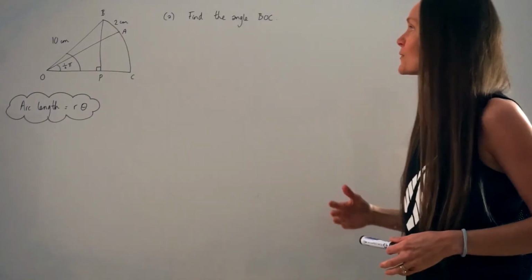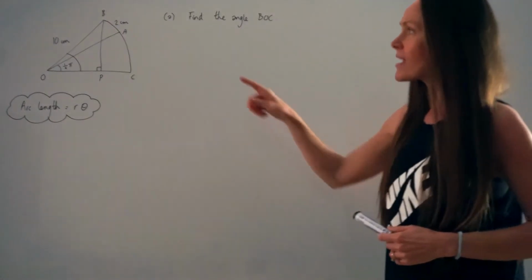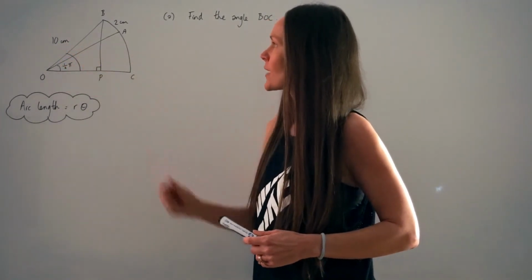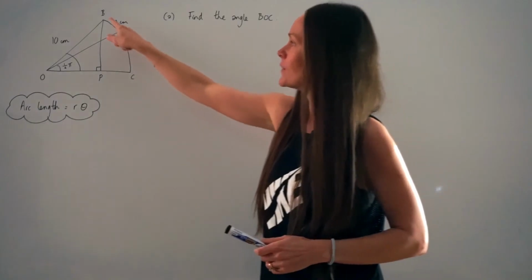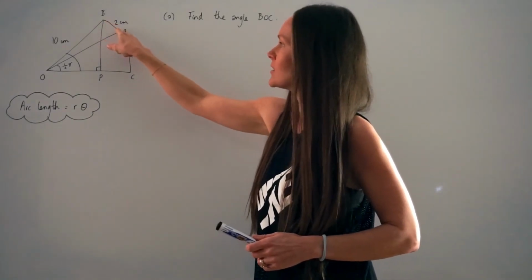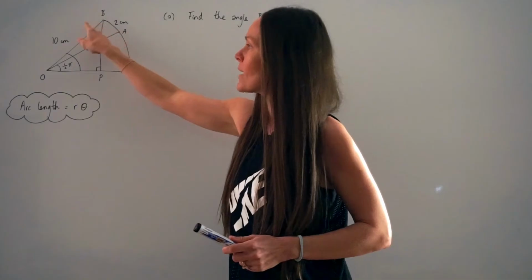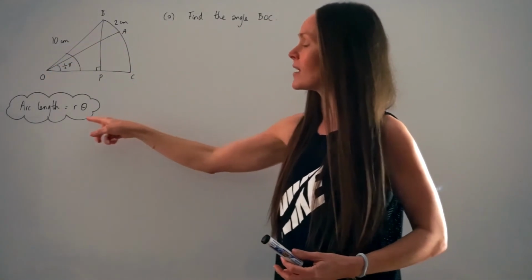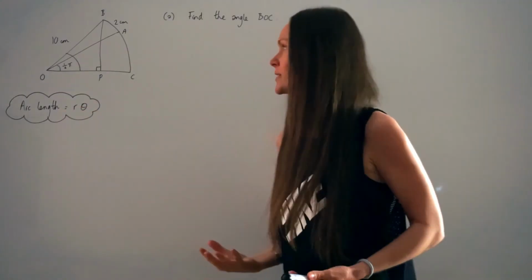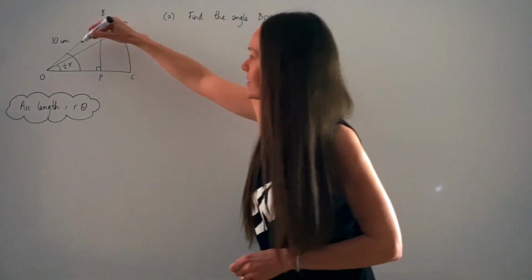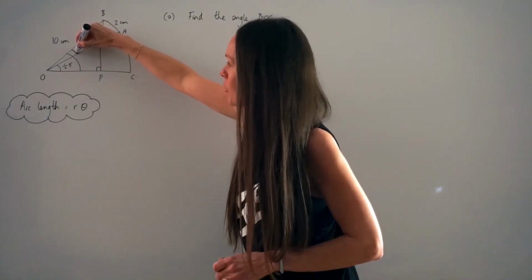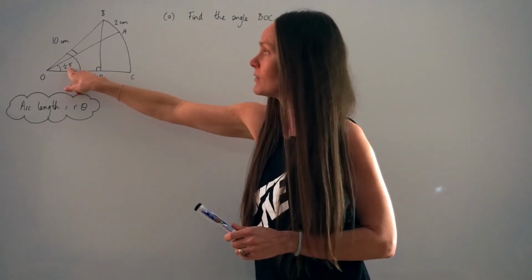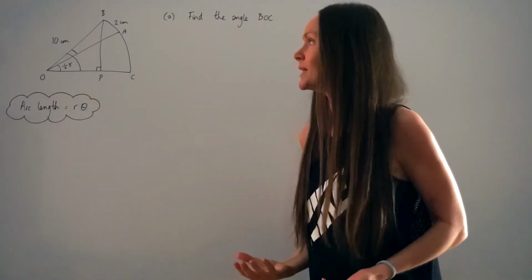In part A, it says find the angle BOC. So the angle BOC is this entire angle here within the sector. We've been given the arc length for this little sector here. The arc length is 2 centimeters. We also know the radius of the sector is 10. So using this information with the formula arc length of a sector is equal to r theta, we can work out this angle here for the sector at the top. Once we have that angle, we can add it to pi over 6 that's already been given in the question, and that will give us the angle BOC.